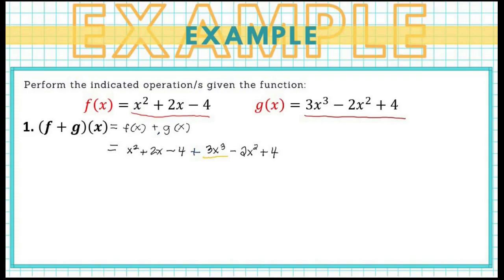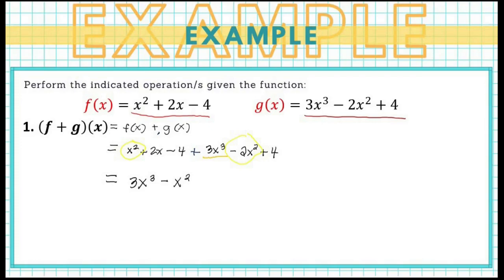Let's see if we can combine anything with 3x cubed. We cannot combine anything. That's why we simply copy as is. So we write it as 3x cubed. Moving on, we can identify like terms which can be combined, and those are x squared and negative 2x squared. So let's simplify that, and the result will become negative x squared.